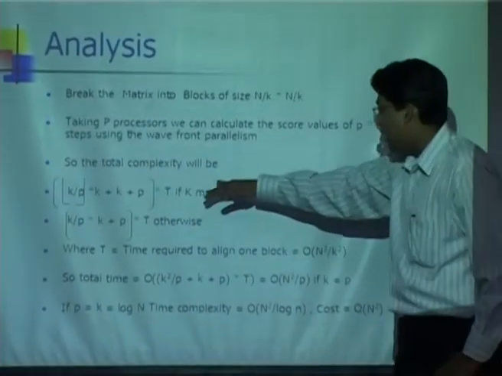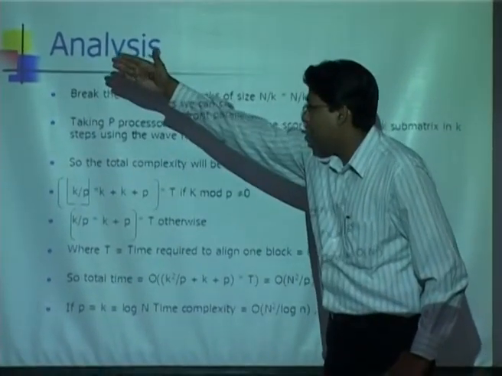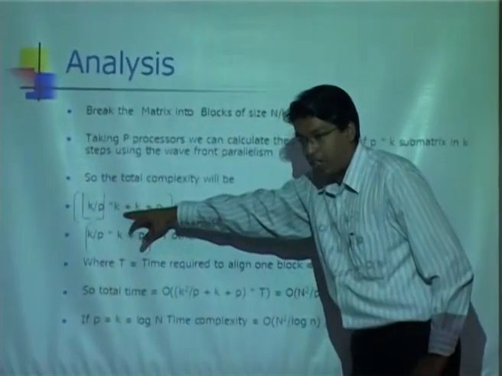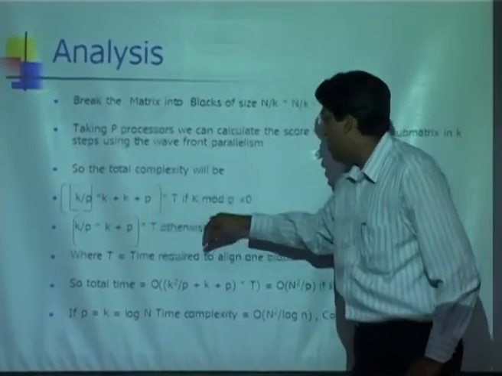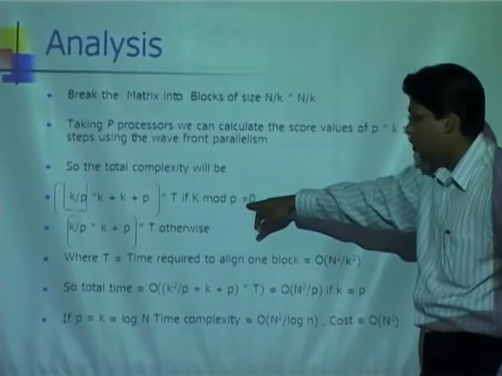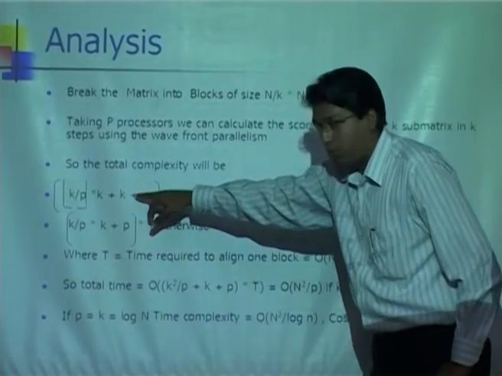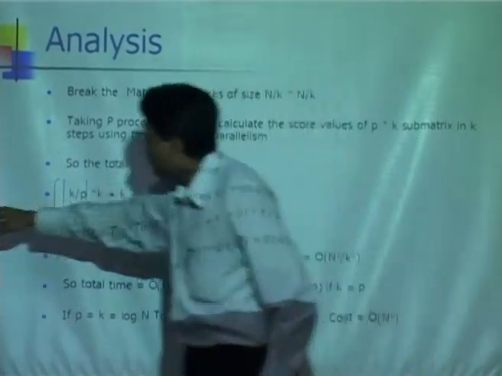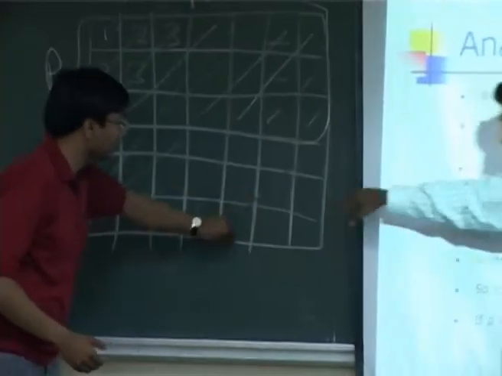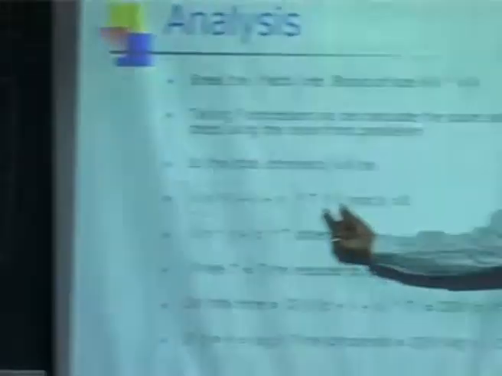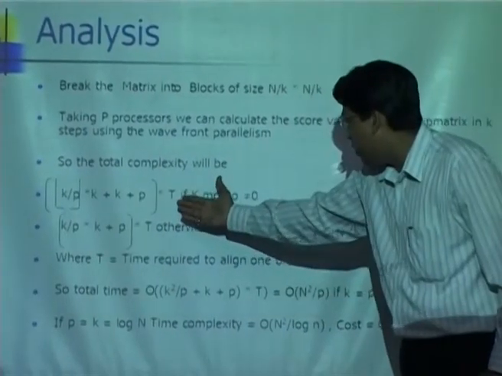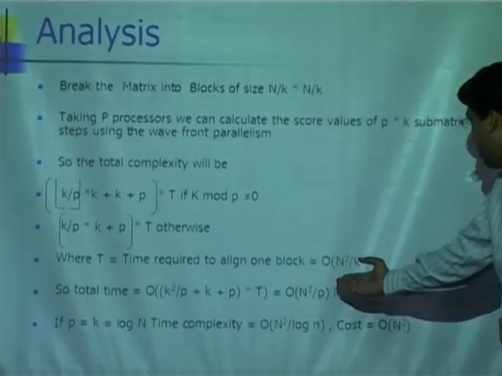So when we compute the p cross k submatrix, the total time complexity will be k by p, because we will have k by p submatrices, and each will take k steps. So it is k by p into k, plus, if k mod p is not equal to 0, we need some extra k steps, and finally we need p steps for the last particular case. And suppose t is the time taken to calculate the values of one particular block, so we simply multiply it with t. So this is the total time complexity.